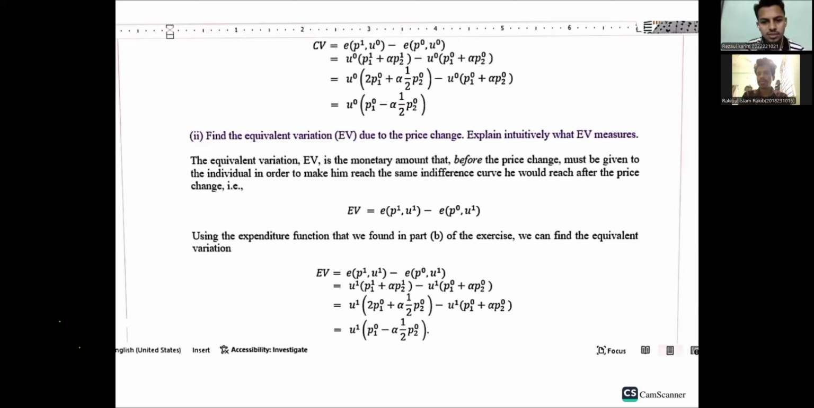Please, next slide. So by substituting the respective values in the equation, we can find the CV and EV. Yes. So here we can easily describe what CV and EV measure. So our presentation is over. Next, our problem is maybe exercise 4.3.